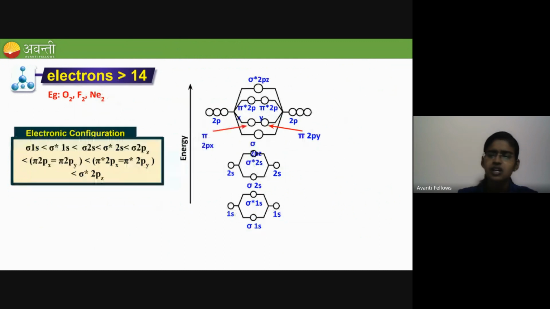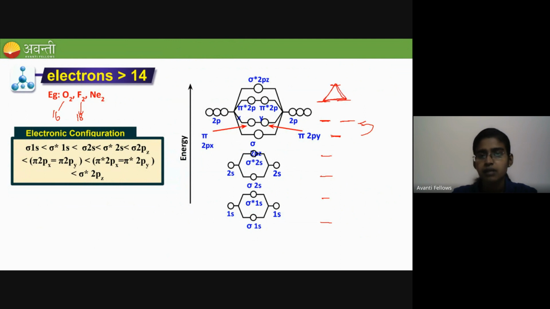Now for the systems which contain more than 14 electrons, oxygen and fluorine. Oxygen has 16 electrons and fluorine has 18 electrons. For this type of species, what do we have to do? Everything remains the same: sigma 1s, sigma star 1s, sigma 2s, sigma star 2s. You just have to interchange this. The sigma 2pz comes here and pi 2px and pi 2py go above. So that is the only change. Pi star, sigma star remain the same. The upper part remains the same. The antibonding orbitals remain the same. But the bonding orbitals are just inverted. So this inverted triangle we have to use.